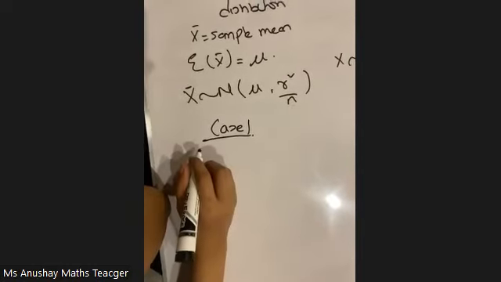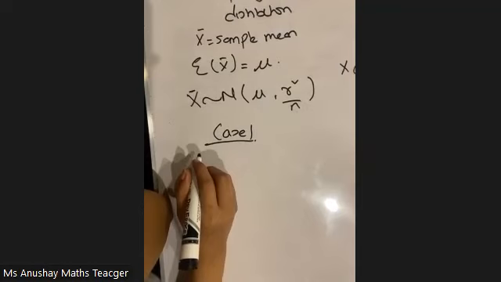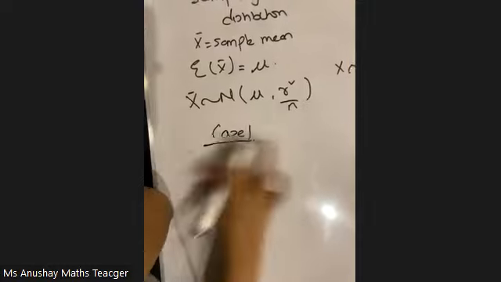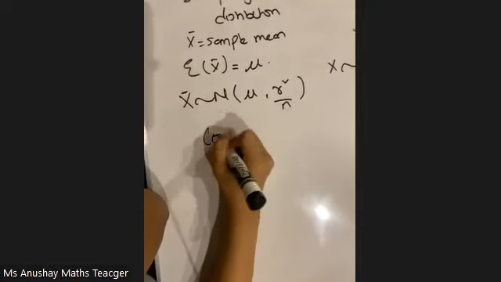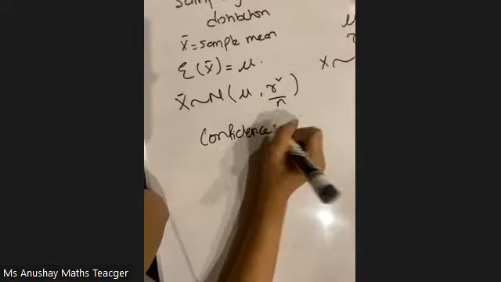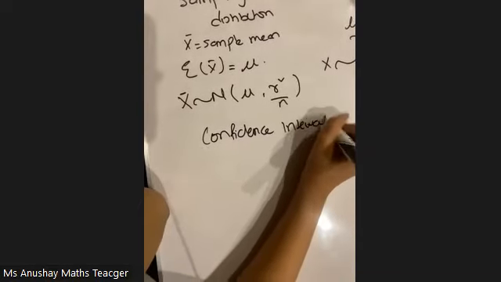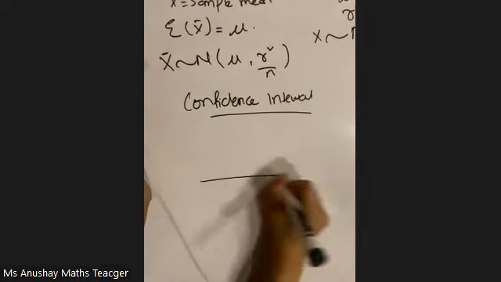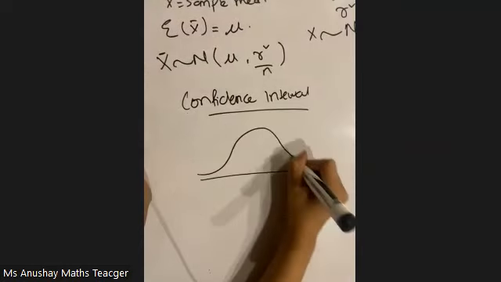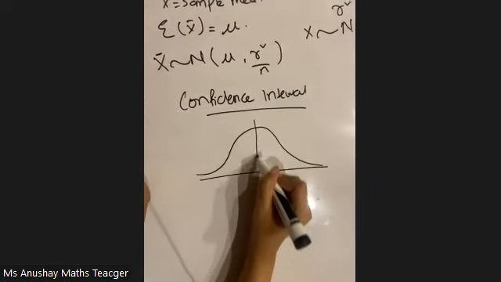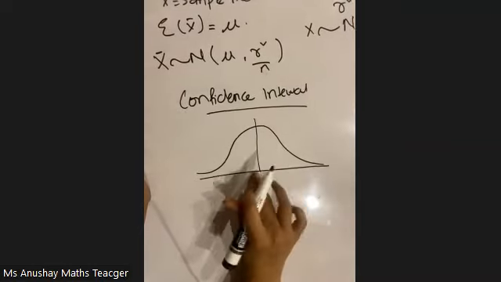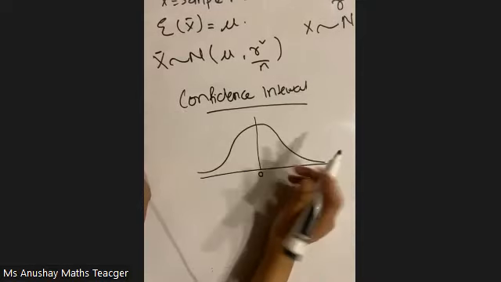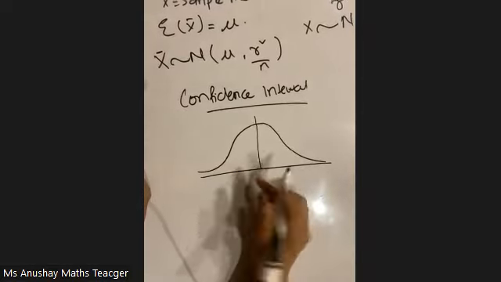So in this case, basically, wait, let me first explain to you the confidence interval. Do you know what a confidence interval is? No? Okay. So basically, what the confidence interval says, do you remember this? This is the normal distribution curve. This is our mu, or this is 0.